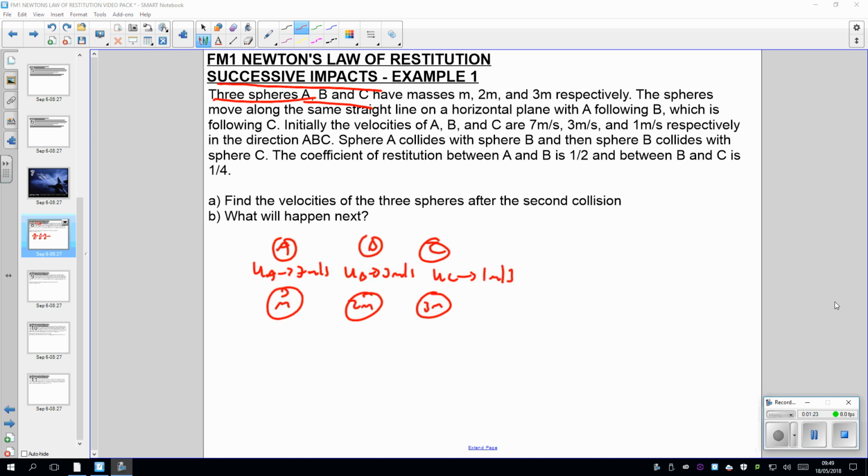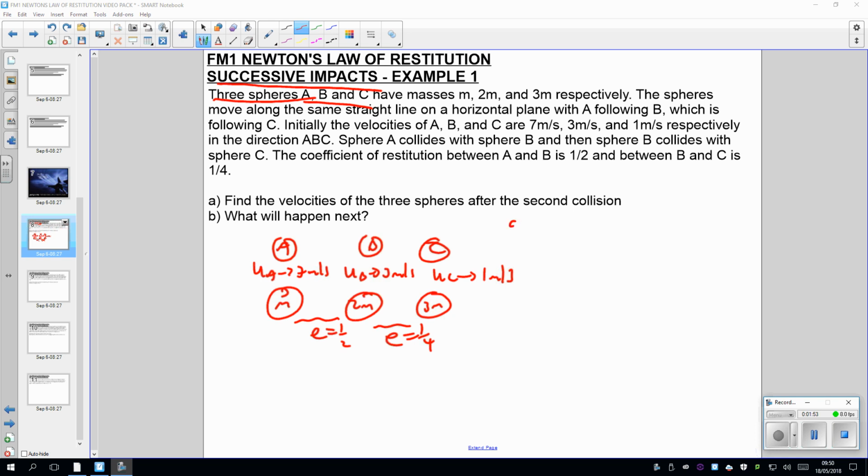And sphere A collides with B. So there's an E corresponding with that, and we should normally put I's in there for impulse. And then B collides with C. The coefficient of restitution between A and B is a half. And the coefficient of restitution between B and C is a quarter. Find the velocities of the three spheres after the second collision.